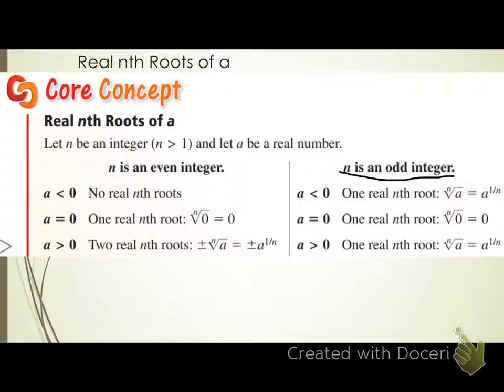If n is an odd integer and a equals 0, I'm just going to have that 1 real nth root of 0. That one doesn't change because, once again, any root of 0 is just going to be 0. And then lastly, when my a value is positive, it's greater than 0, I'm just going to have 1 real nth root of a equals a to the 1 over n power. So I would have this chart somewhere in my notes. That way I know how many roots I'm going to have each time I'm dealing with this.